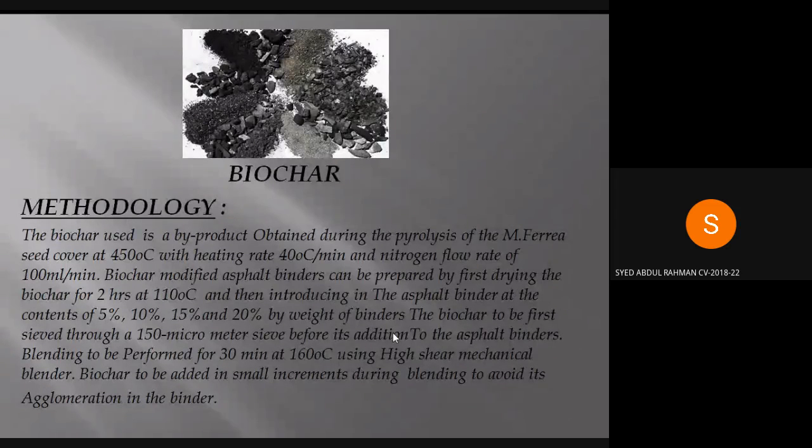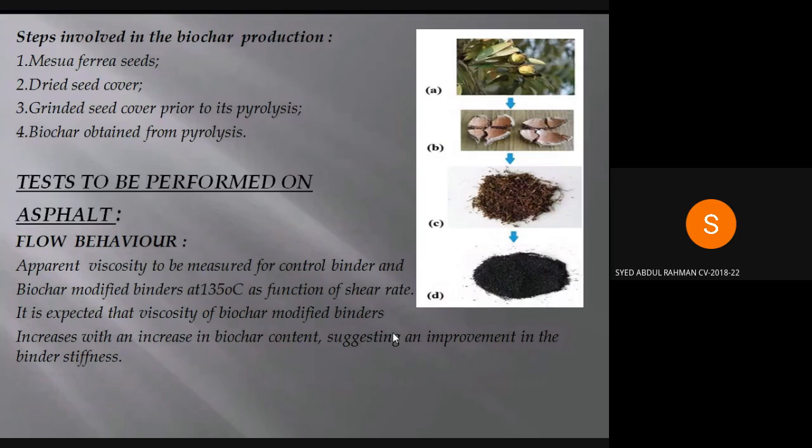And biochar is also added in small increments during blending to avoid its agglomeration in the binders. Steps involved are: Moringa seeds, dried seed covers, grinding the seed covers prior to pyrolysis, and biochar obtained from pyrolysis. Some tests are to be performed on asphalt binders. First is flow behavior.